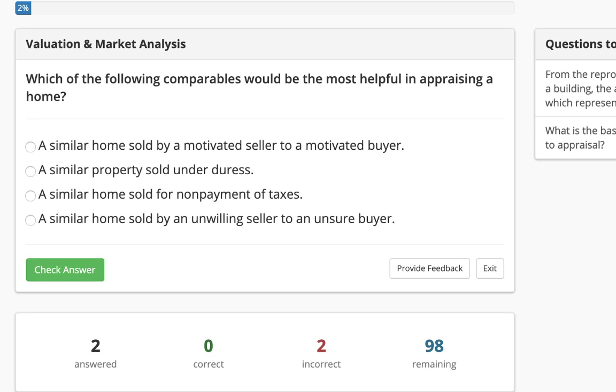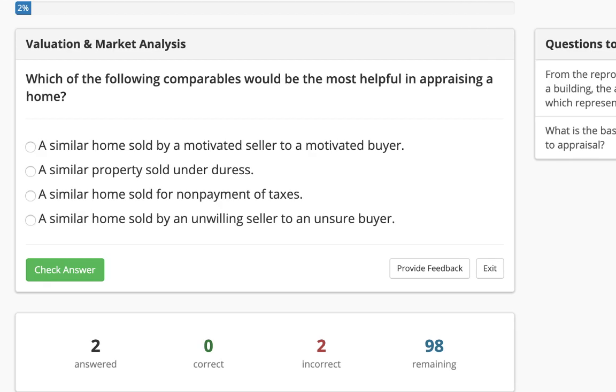So next on the board, we're going to talk comparables. Which of the following comparables would be the most helpful in appraising a home? Is that A, a similar home sold by a motivated seller to a motivated buyer? B, a similar property sold under duress? C, a similar home sold for non-payment of taxes? Or D, a similar home sold by an unwilling seller to an unsure buyer? What does everybody think here?